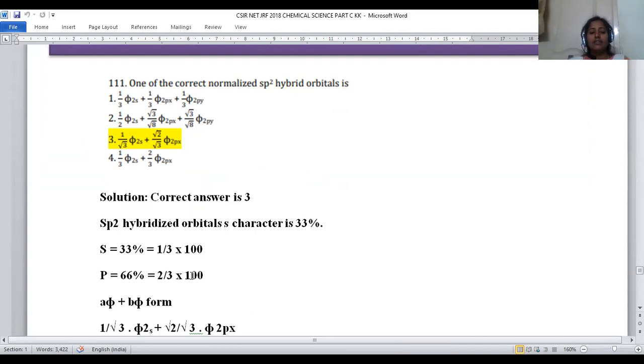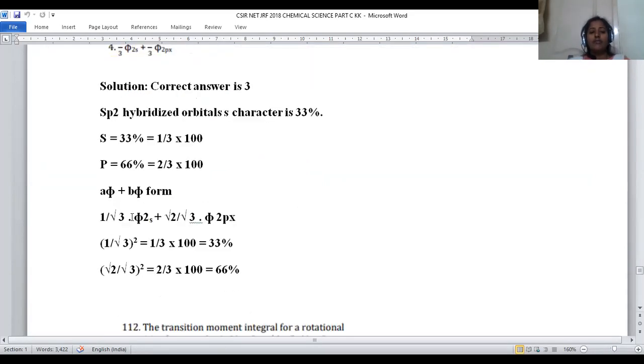Okay, so let us apply the wave function notation. Quantum mechanics will be applied for this sp2 hybridized orbital. It is represented as a psi plus b psi form, right? So a stands for the s term and b stands for the p term. For s orbital, it will be represented as 1 by under root 3 psi 2s, plus the second term, which belongs to p orbital, that is under root 2 by under root 3 psi 2px orbital. So 1 by under root 3 psi 2s plus under root 2 by under root 3 psi 2px orbital.